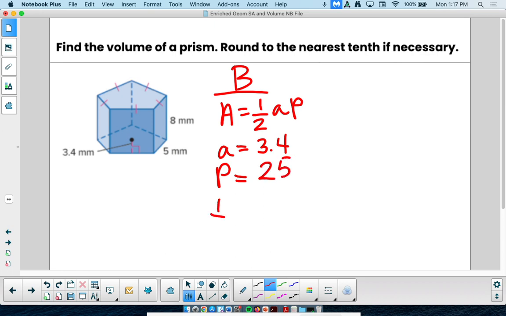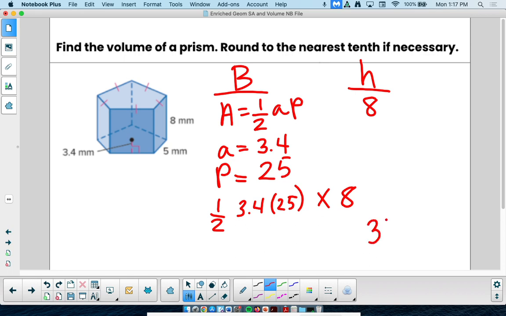So if we plug it in, half of 3.4 times 25. What's the height of our prism? 8. Let's take that whole thing times 8, and we'll get our answer. Did you guys notice how we label units for volume? Cubed, right? Three-dimensional, cubed.